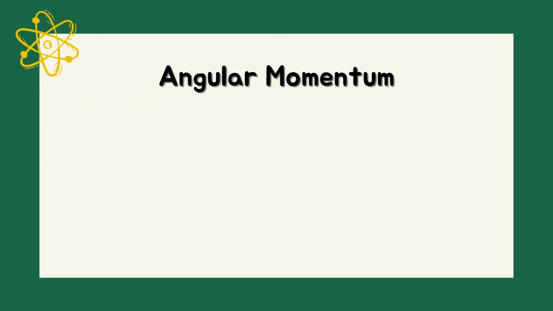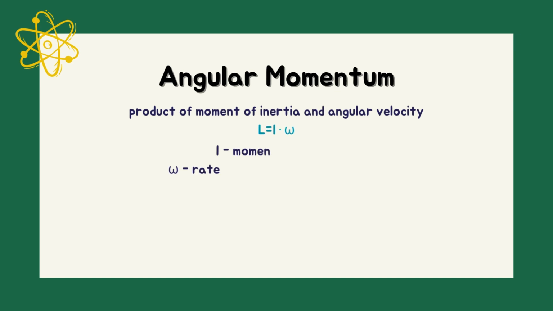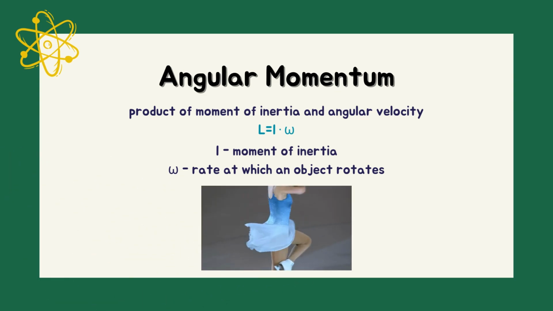So let's tie this back into angular momentum, which can essentially be called the rotational equivalent of linear momentum. It describes the quantity of motion an object has while it is rotating on its axis, or it can be better described as the product of a moment of inertia and angular velocity. The equation therefore goes like this. Angular momentum is the moment of inertia times angular velocity, which is the rate at which an object rotates. This is something that ice skaters tend to go through naturally as they are spinning in a circle.